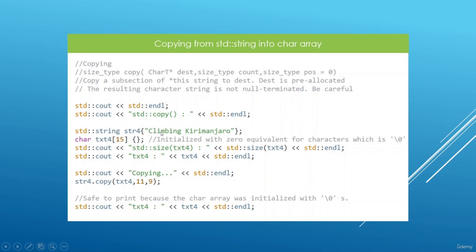So 0, 1, 2, 3, 4, 5, 6, 7, 8, 9. We're going to grab this K here. And from here, we're going to go 11 characters. That's what we say here. So we're going to go 1, 2, 3, 4, 5, 6, 7, 8, 9, 10, 11. We're going to grab that and store in txt4. And if by this point we print txt4, we're going to get Kilimanjaro printed out on our console.